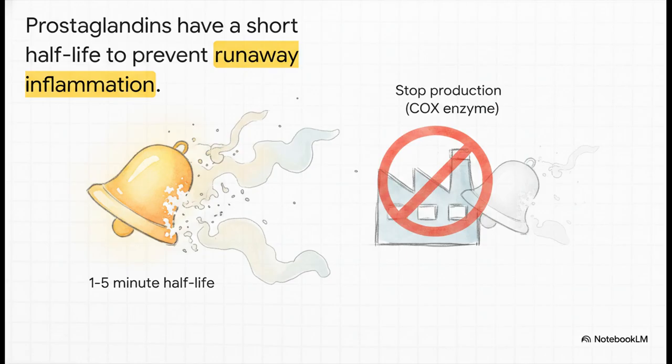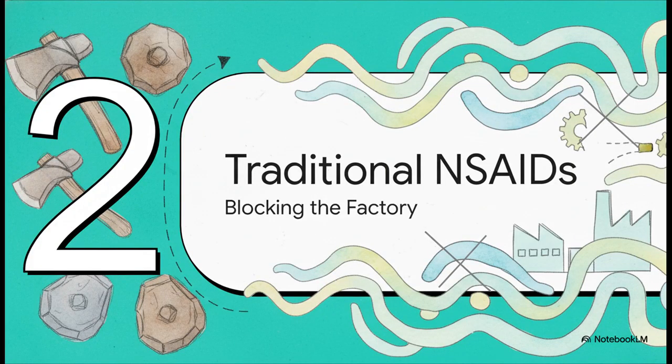And this is exactly why blocking their production right at the source, at the COX enzyme, is such a highly effective way to stop pain. Think about it. If you shut down the factory, those existing alarms are going to fade out in just minutes. Which brings us to part 2, how traditional NSAIDs work.